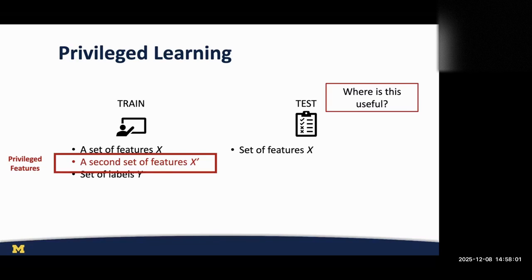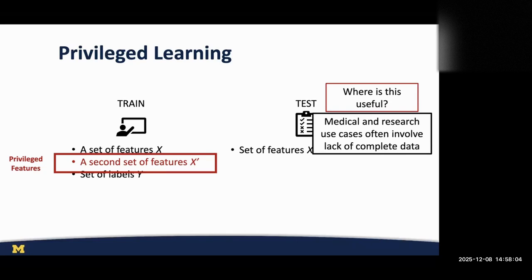So where is this useful? Well, it turns out that medical and research use cases often involve a lack of complete data. As I mentioned before, oftentimes in real world clinical scenarios, some patients are receiving tests and other patients are not receiving tests. If we design a model that requires every patient to get a certain number of tests, no one is going to use this model in real life. So we need to be able to create a model which is flexible, and that's why we propose privileged learning.